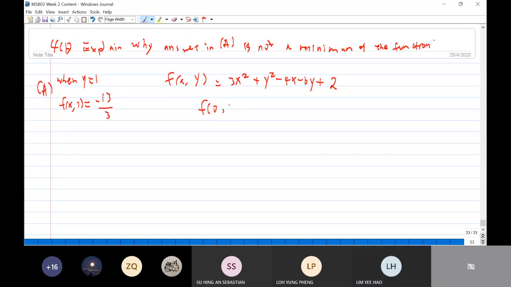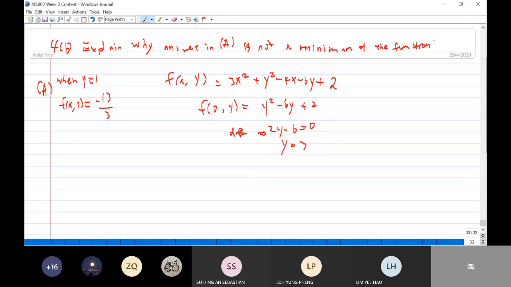If I put x equal to 0, what do you get? You get y squared minus 6y plus 2. So where is the minimal of this thing? You differentiate with respect to y, so you get 2y minus 6. Set it to 0 here, so y equals 3.